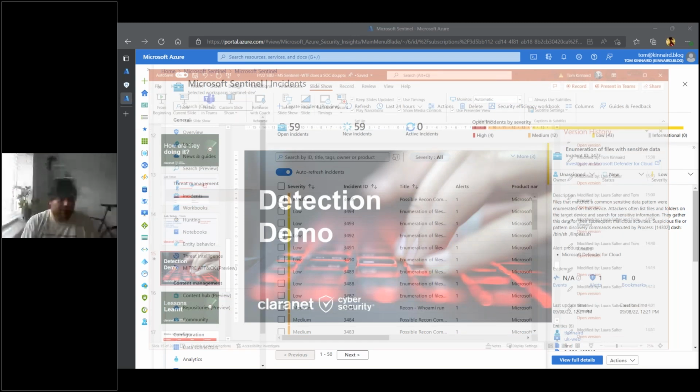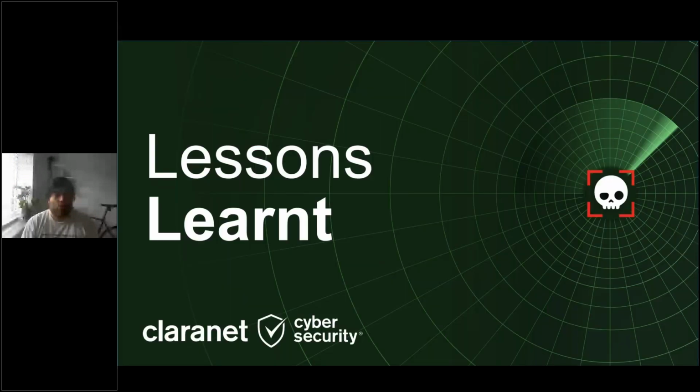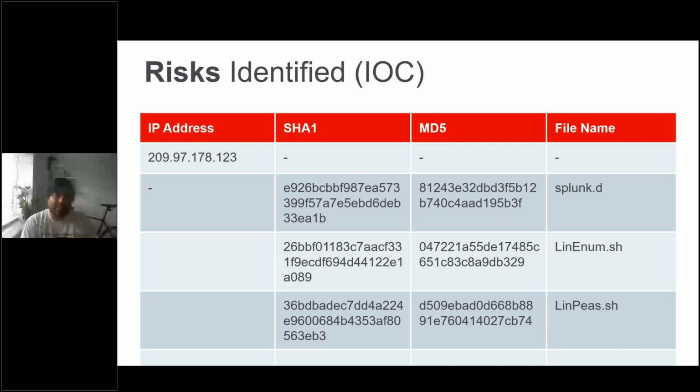Swap back over. So, lessons learned. What are we going to send back up to someone who may need this information again? So all of those things that we found in that attack: we found that IP address, we found splunk.d, we saw linenum, and we also potentially saw some limpy stuff going on in the background. We saw indicators of it.